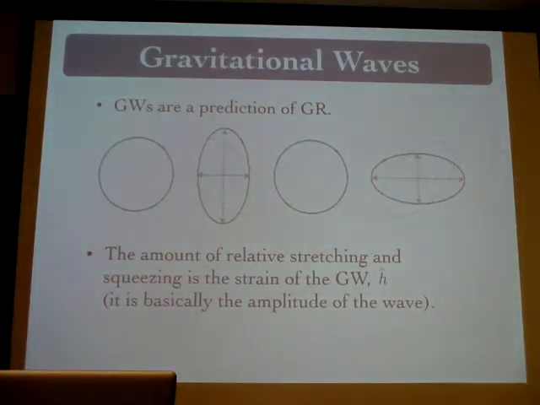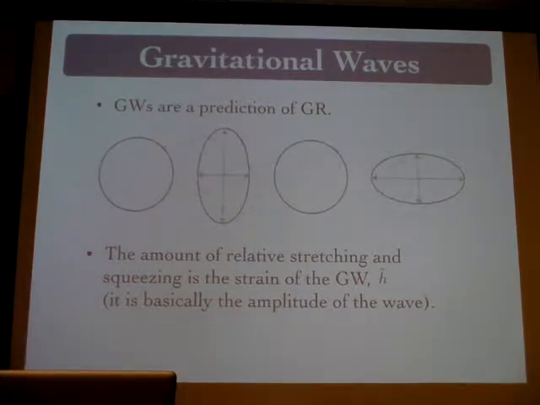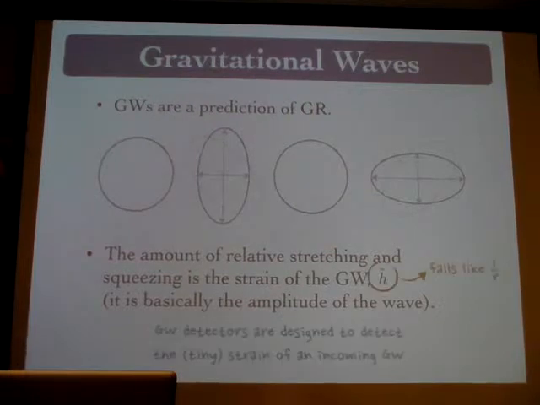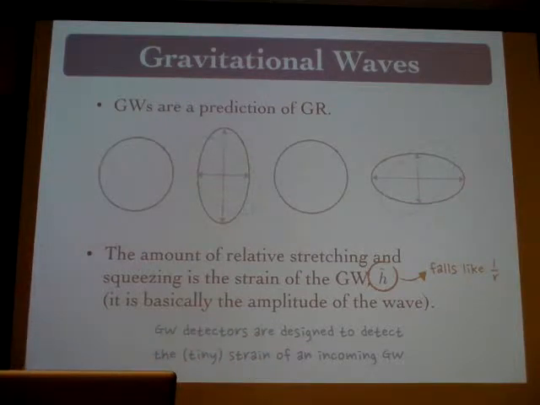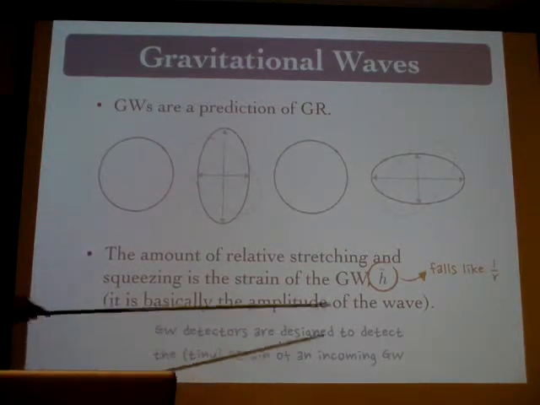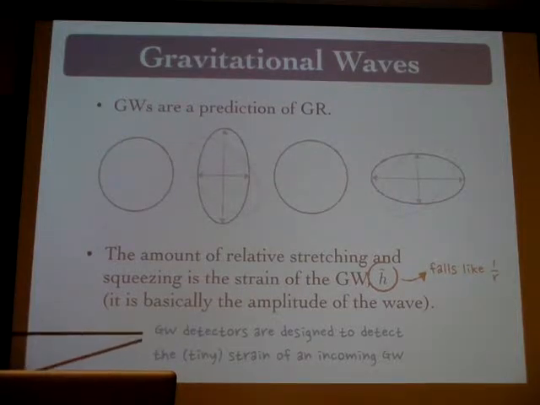Right, so as you all know, gravitational waves are a prediction of GR. As a gravitational wave passes by, it causes matter to squeeze and stretch in this way. And this relative amount of stretching and squeezing is what we call the strain of the wave. So here, h, which is basically just the amplitude of the wave. Even though this strain may have been a very large number at the point where the gravitational wave was first produced, it falls like 1 over the distance for a point source. So once it reaches us here on Earth, this may be a very small number. And so gravity wave detectors are precisely designed to detect these very tiny strains caused by an incoming gravitational wave.